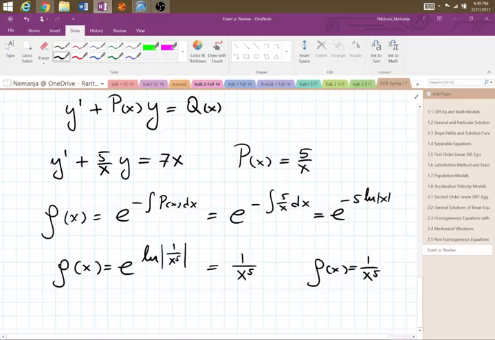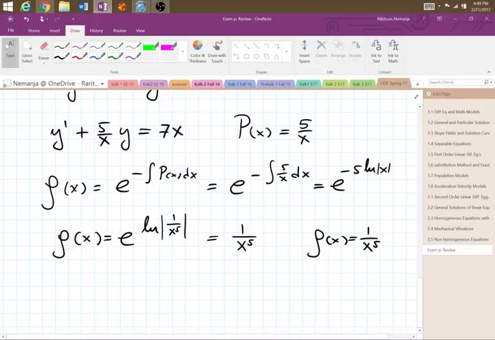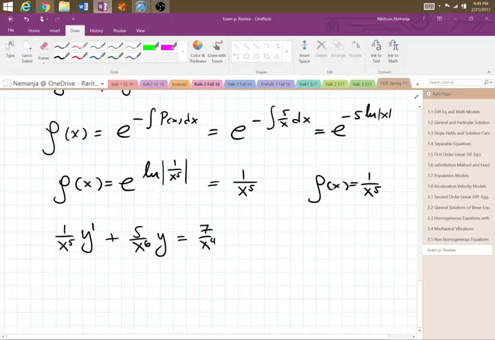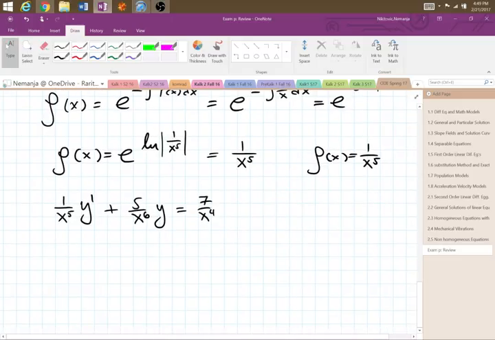Now we will multiply our differential equation through with that rho. So we'll have 1 over x to the 5 times y prime plus 5 over x to the 6 when you combine them, y is equal to, on the other side, 7 over x to the 4th when you multiply through. And we know that this has to be f g prime and then g f prime. No, f prime and g. There we go, much better.